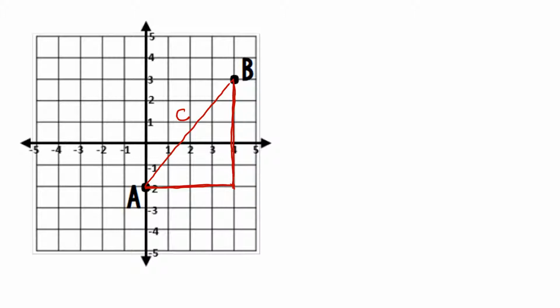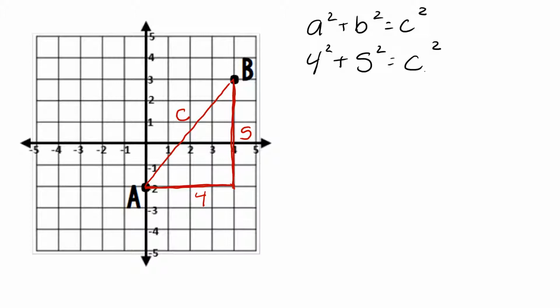We count our edges. A is 1, 2, 3, 4 squares. B is 1, 2, 3, 4, 5 squares. And we use that information to plug it in the Pythagorean theorem. A squared was 4. B squared was going to be 5.